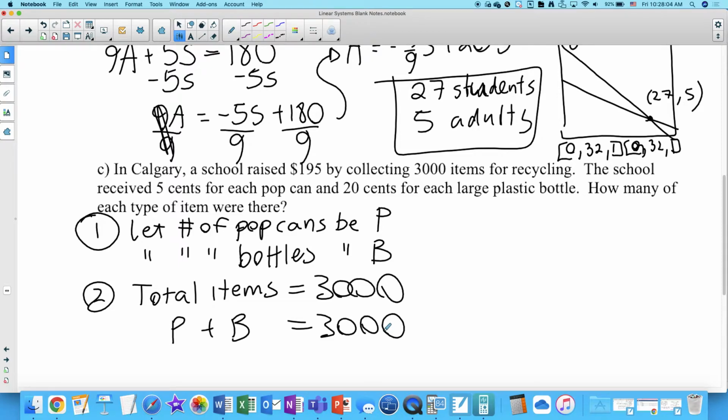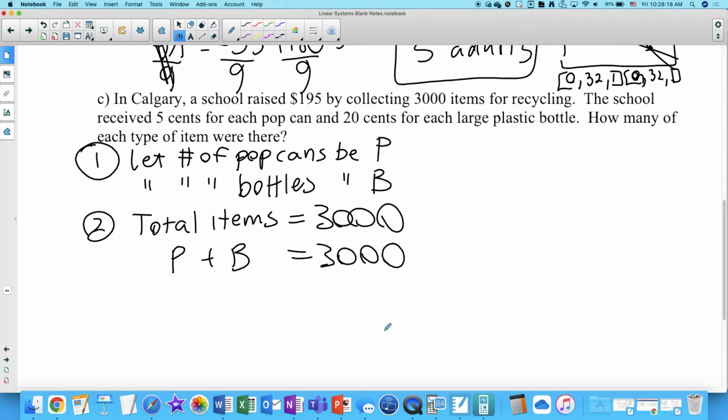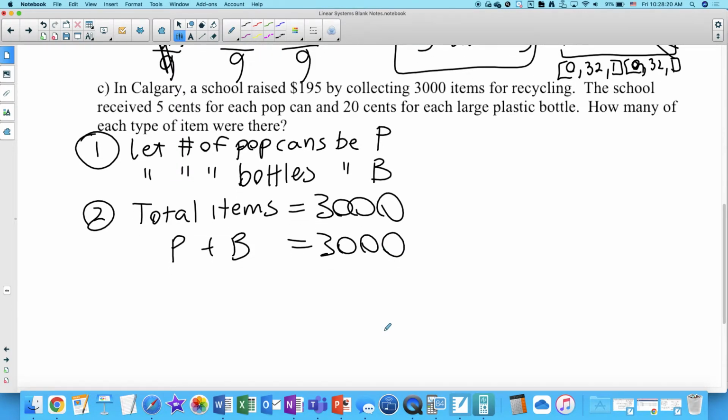Yeah. With the pricing, you do 0.05 P plus 0.2 B, and then it equals 195. Exactly. So the total money collected is 195. And if you can't get to the equation that Anna just mentioned yet, then write this down and start to work with that. That is a total. Okay? Now, each pop can gets you 5 cents. So what would be an expression for the amount of money you get from the pop cans? Yeah. 0.05P. Right, 0.05P.